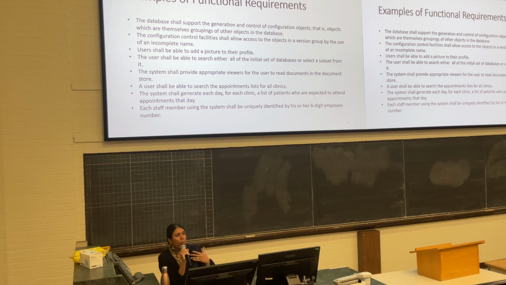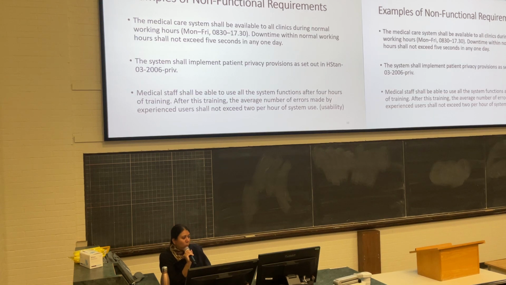Do you see how they are written very formally, like "shall"? All of them have the word shall. The user shall be able to search, the user shall be able to add a picture, the system shall provide appropriate viewers, etc. So this is basically how you write requirements in heavyweight models. If you are implementing software using waterfall, this is basically the format in which your requirements are going to be written. What is more interesting are these non-functional requirements. So have a look at them, and then we're going to go over them one at a time.